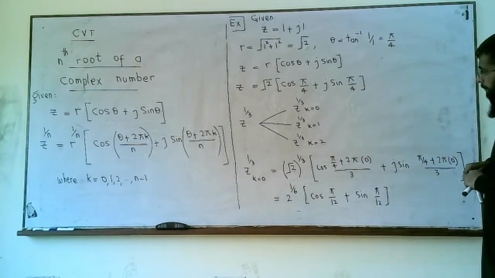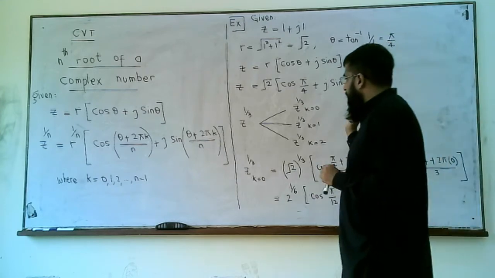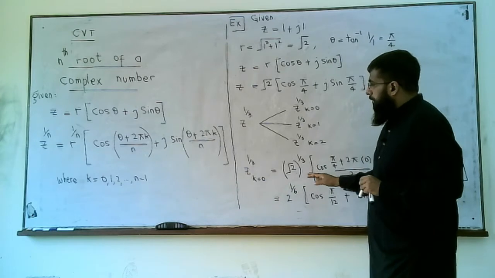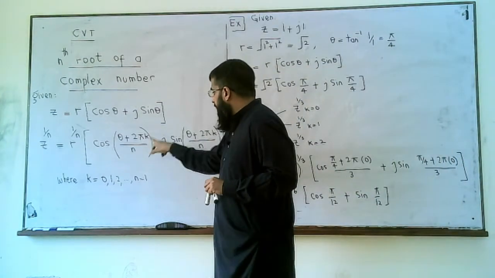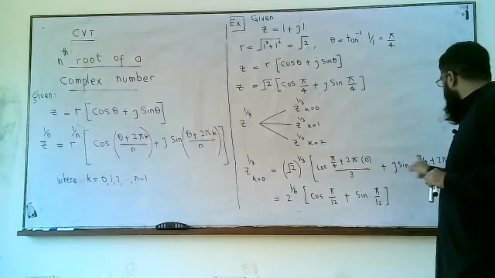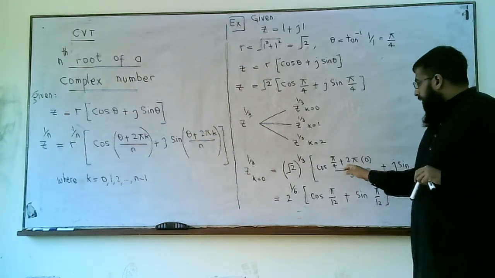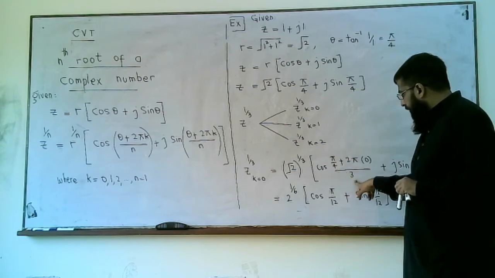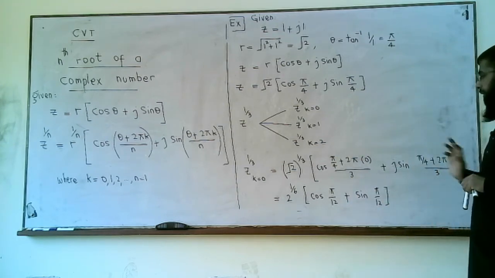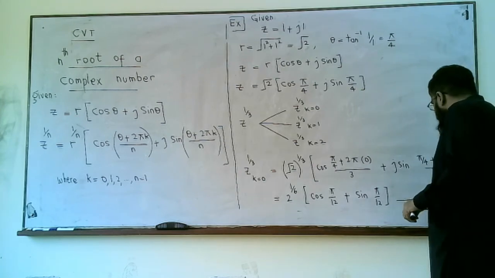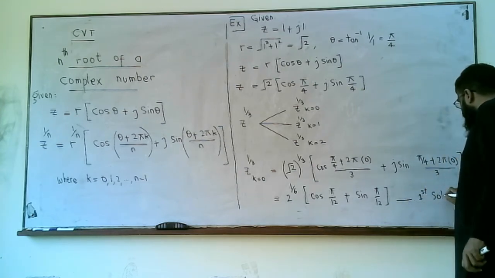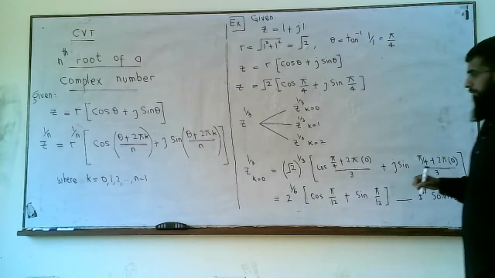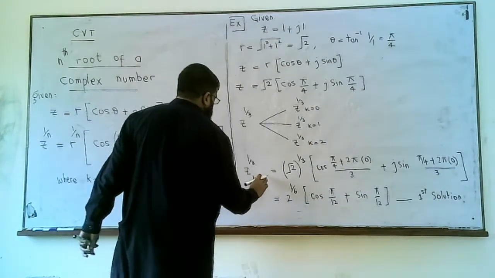Right. For k is equal to 0, let's find the first solution. Z to the 1 over 3 for k is equal to 0, given this general formula, putting k is equal to 0 both places, here and here. We get pi by 4 plus 0, and pi by 4 divided by 3 is pi by 12, so cos pi by 12 plus j sine pi by 12. This is the first of the 3 solutions. Of course, the second solution would be for k is equal to 1, and the third would be for k is equal to 2.